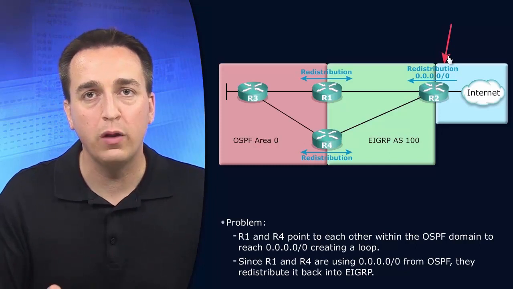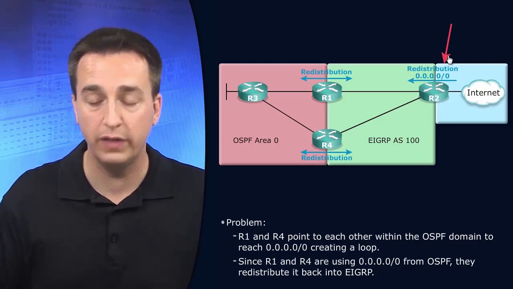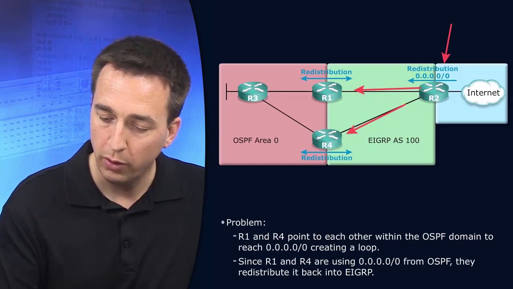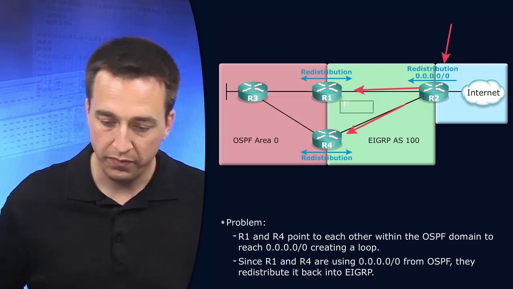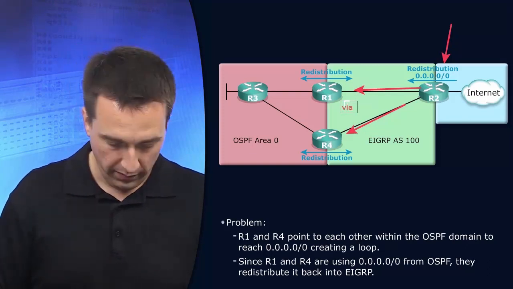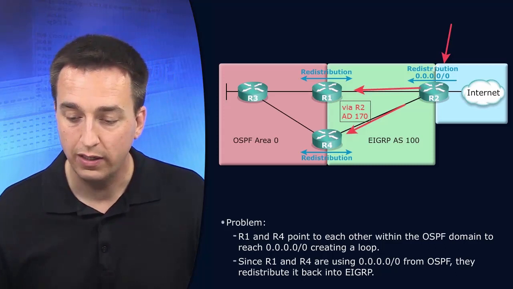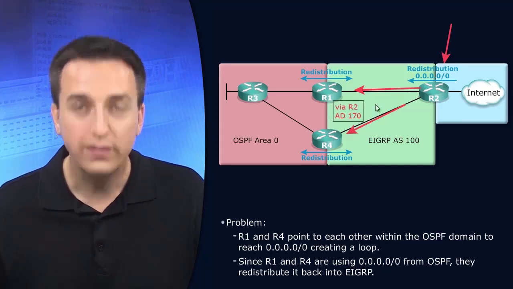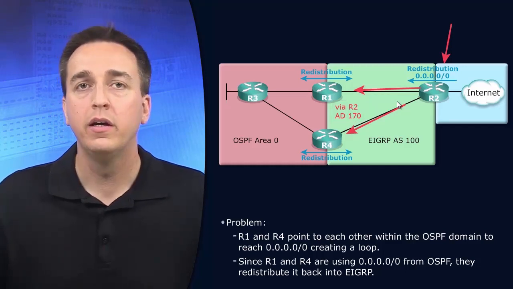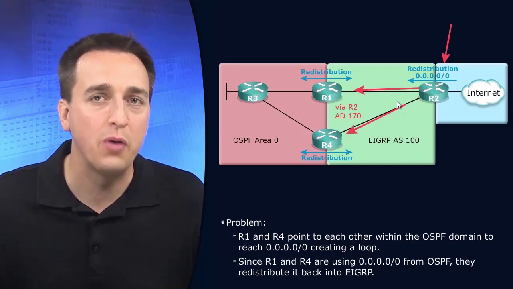This static default route is redistributed using the redistribute static command in the EIGRP configuration mode. And it's going to be sent to the neighbors. Both of these neighbors here, R1 and R4, are going to see that the static default route is reachable via R2, and the administrative distance is 170. And it's 170 because it's an external EIGRP learned route. That's what it is because of that redistribution process. So everything's fine right now. There's really not a problem.